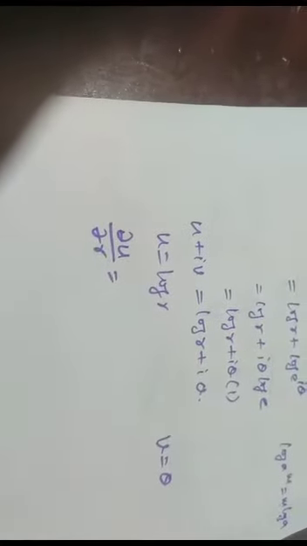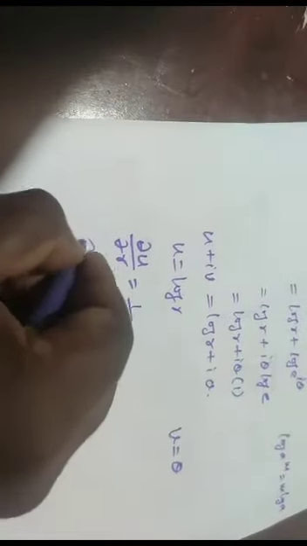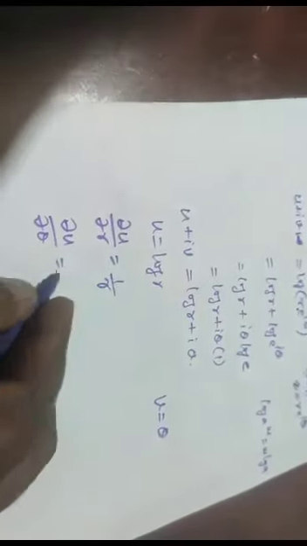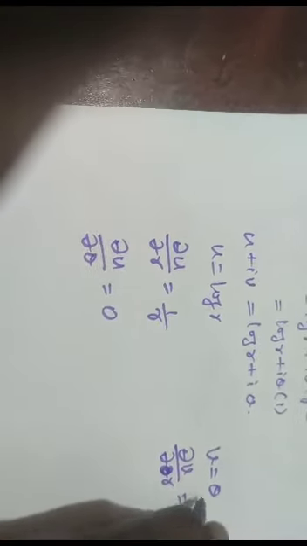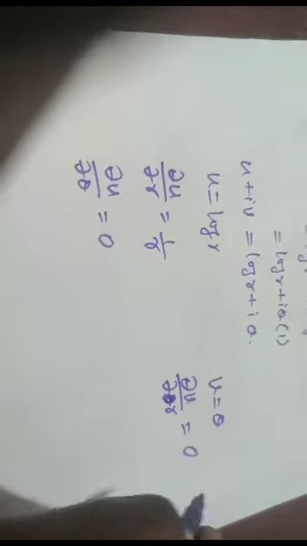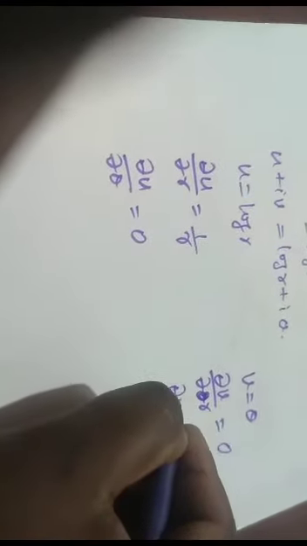Differentiation of u with respect to r, that is log r differentiation, is 1 by r. Now u with respect to theta: theta is not there, log r is constant, so dou u by dou theta is 0. Dou v by dou r: r is not there, theta is constant, so differentiation is 0. Dou v by dou theta: differentiation of theta is 1.